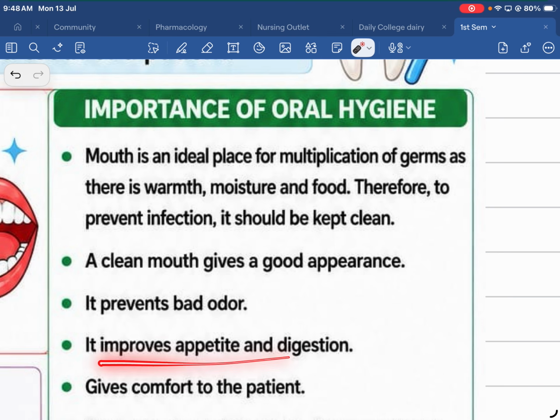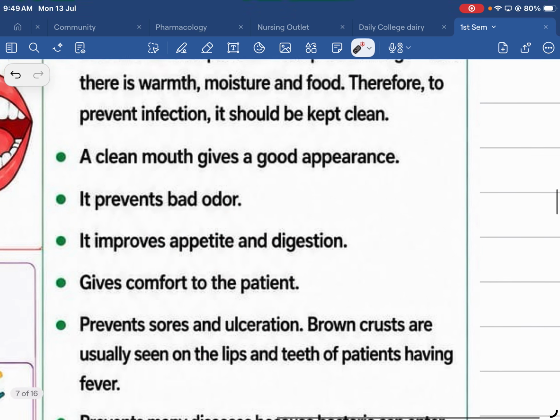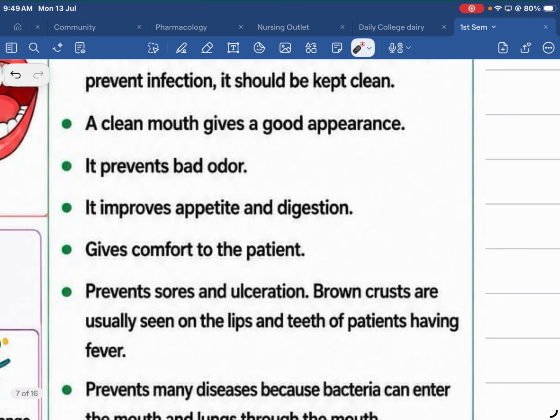It also improves appetite and digestion. So they will get good hunger and good digestion. Next, for the comfort of the patient: the patient will be comfortable when he is having oral hygiene done correctly. That gives comfort to the patient. It prevents sores and ulcers, and brown crust like plaque or tartar will be prevented.